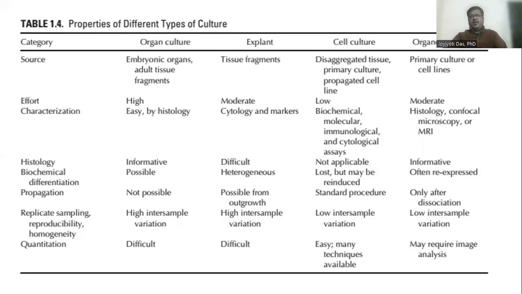So this table somewhat summarizes, or compares rather, the different forms of culture. For example, organ culture will be from adult tissue fragments or embryonic organs. Explant culture will be again from tissue fragments. Cell culture will be from disaggregated tissue, and organotypic culture may be from component primary culture or cell lines.